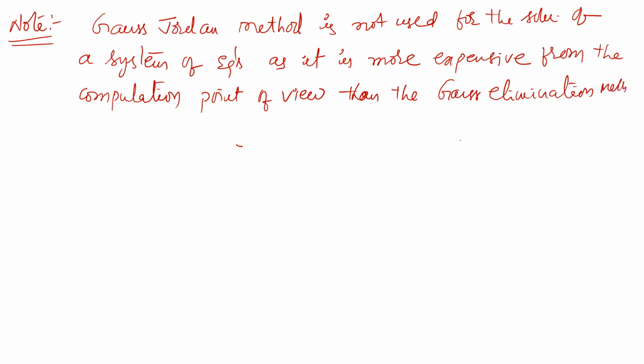See, in Gauss-Jordan method, we have to reduce the entries above and below the pivot value to 0. So more calculations exist in Gauss-Jordan method than in the Gauss elimination method. So computationally Gauss-Jordan method is very costly. So generally, if I want to solve a system of equations, use only Gauss elimination method.